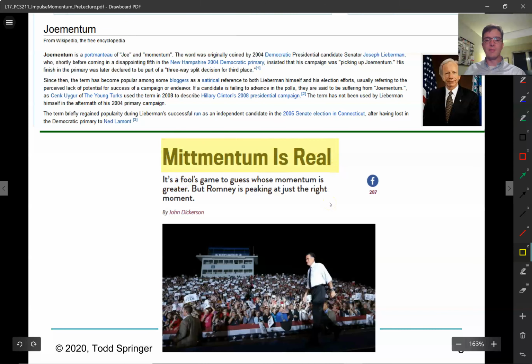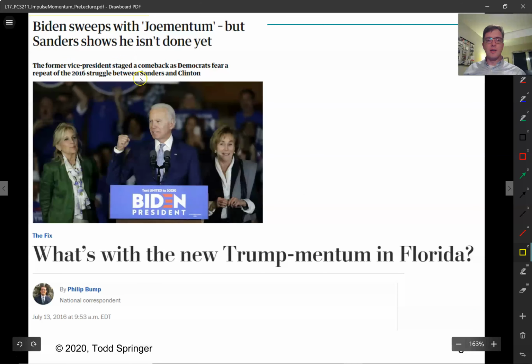Very recently, we had an election in the US, and we had another Joe. Biden sweeps with Joe Mentum. This time he did, in fact, win. And the other one, this one doesn't really work, but people say it anyway, Trump-mentum. Anyway, so everyone talked about momentum in politics.